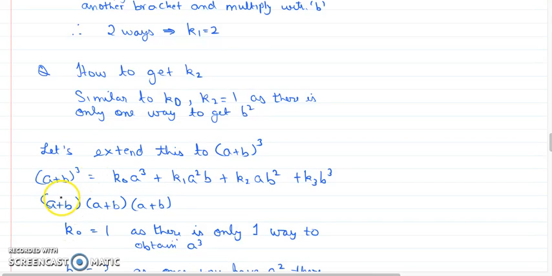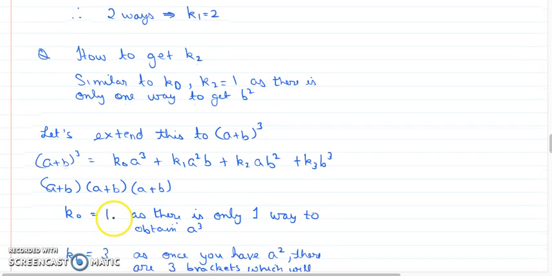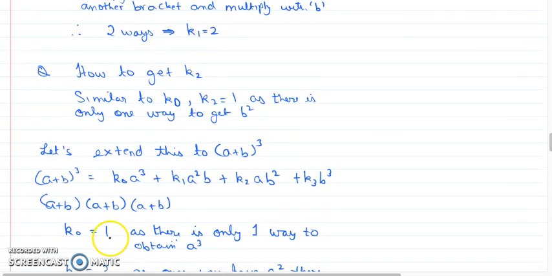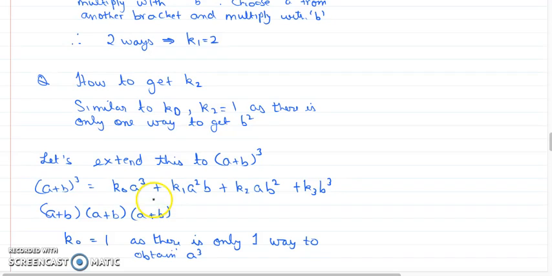k0 is equal to 1. Why? Because how many ways can you get a cubed? How do you get a cubed here? By multiplying all the a's. How many ways are there for that? 1. So k0 is 1. How can you get this term a^2 b? How many ways are there?